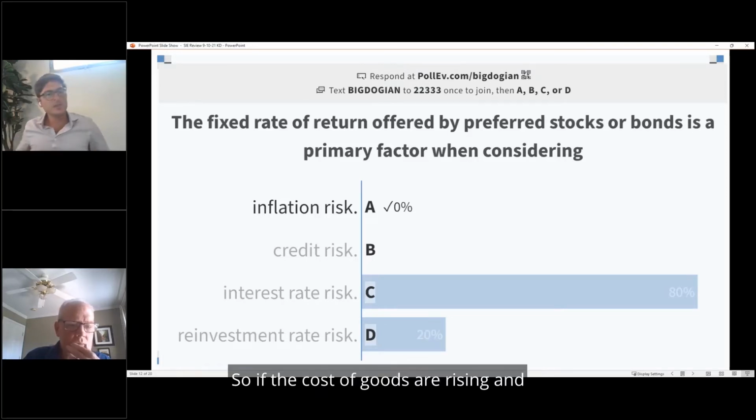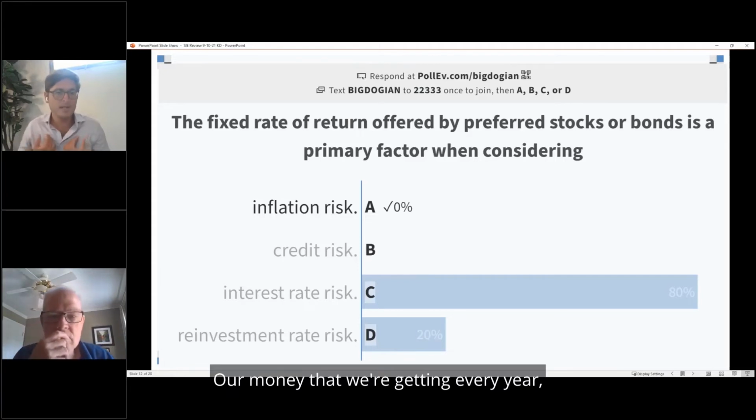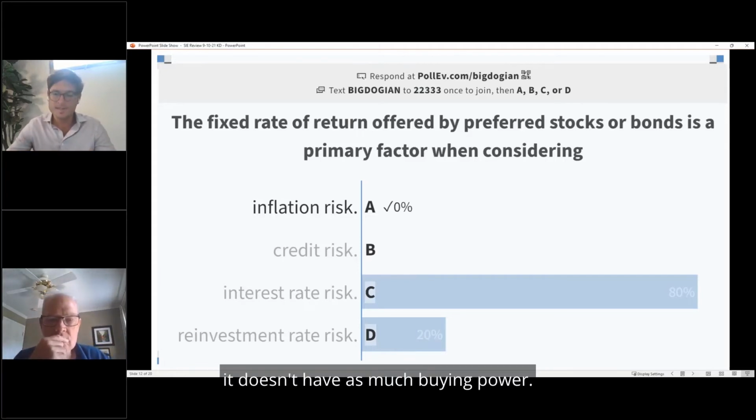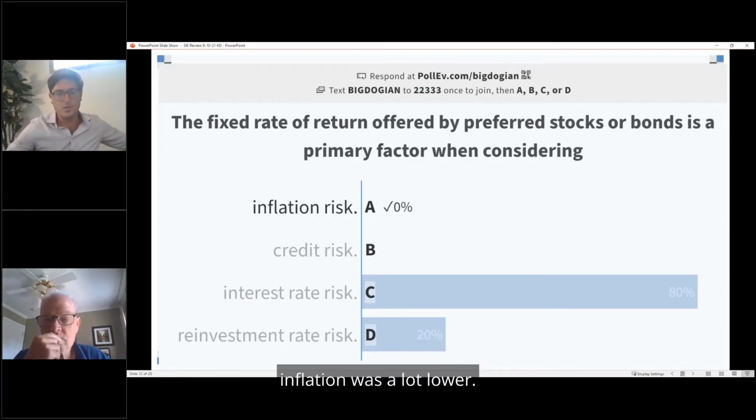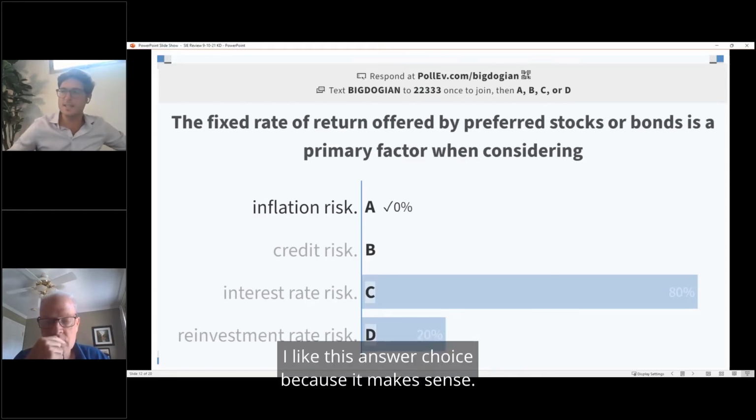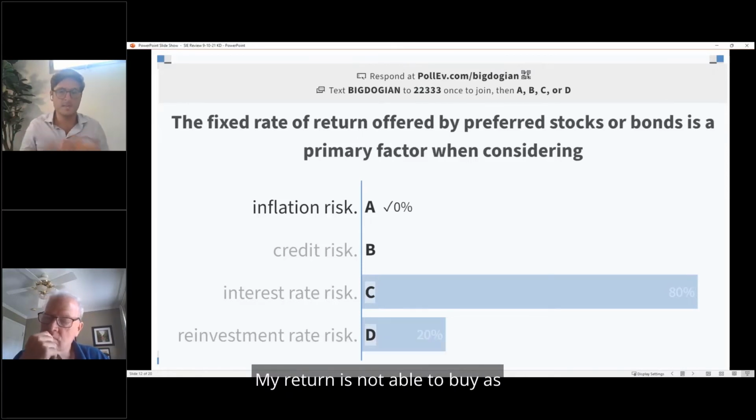So if the cost of goods are rising and inflation is going up, the price of everything is rising, our money that we're getting every year doesn't have as much buying power. We're not able to buy as much as we were before when inflation was a lot lower. So I like inflation risk. I like this answer choice because it makes sense. I'm getting a fixed return. Inflation is going up. My return is not able to buy as much as it did previously.